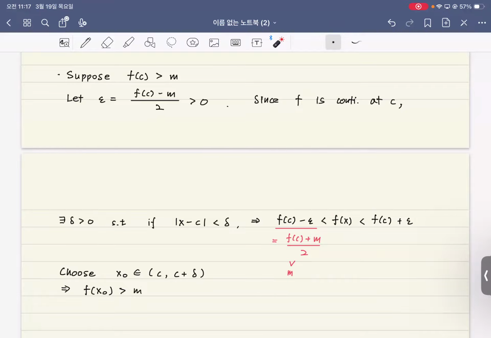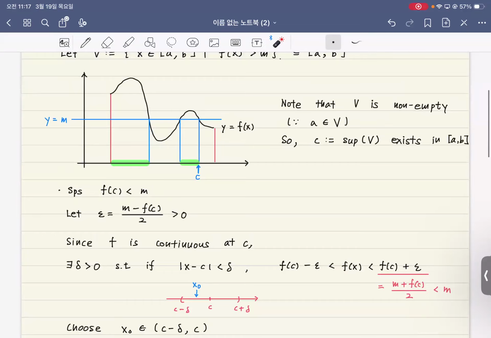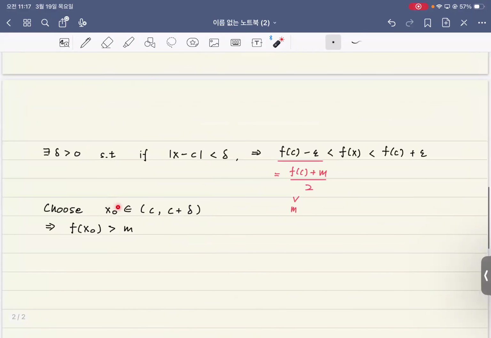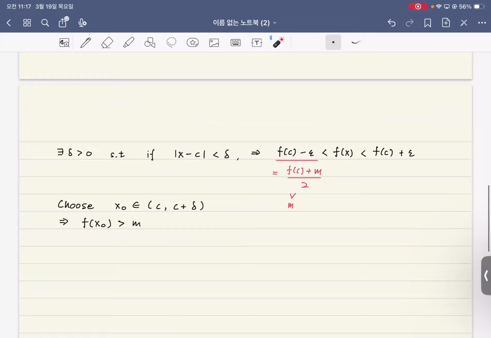Why is that? Because V was the collection of all such points whose function values are greater than m, right? So beyond c, there should not be any point whose function value is greater than m. However, I was able to find a point which is greater than c, and the function value at this point is still greater than m. This means c is not an upper bound anymore. And this is a contradiction. Okay.